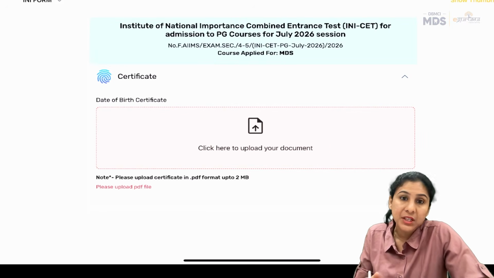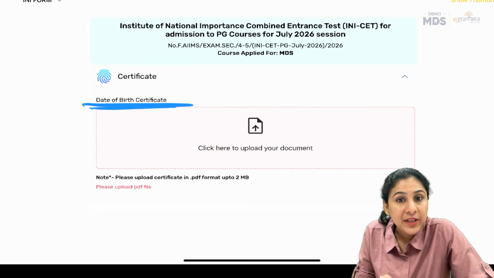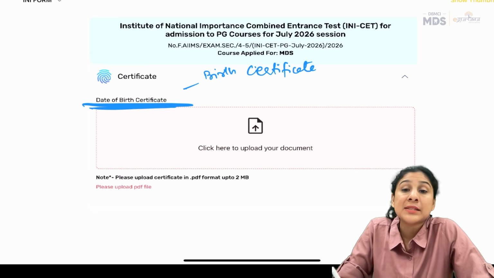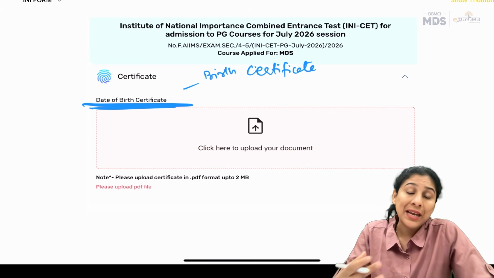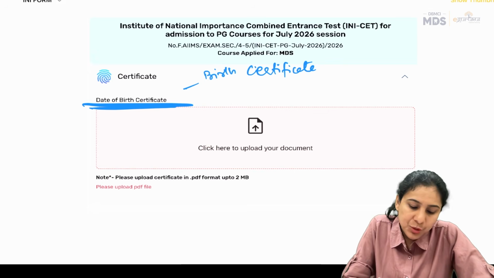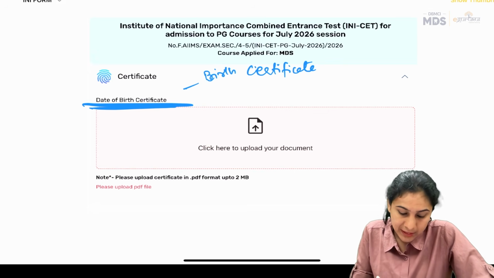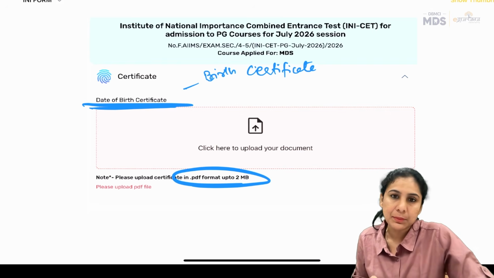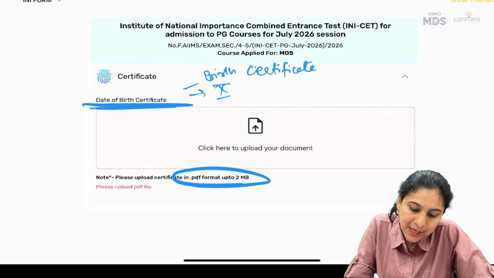This is the birth certificate. Okay, date of birth certificate. This can be your birth certificate that you get from the municipality. Don't worry if your birth certificate is in any other language. Like my birth certificate is in Gujarati. It doesn't matter. Whatever language it is, you have to just upload that certificate in a PDF format up to 2 MBs. Okay, if you don't have your MCD birth certificate, you can also put your 10th standard mark sheet.